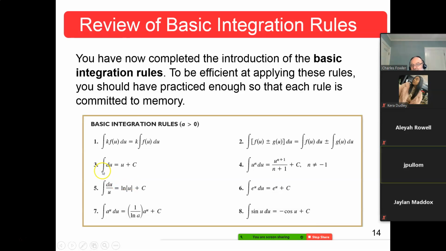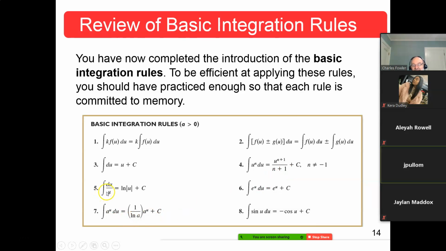If you just have a du, an integral undoes the differential. That leaves you u plus c. That's fundamental theorem of calculus part 1 or first part or whatever you want to call it. Power rule, integral of u to the n, du is going to be u to the n plus 1 over n plus 1, plus some number c. Always a plus c here.